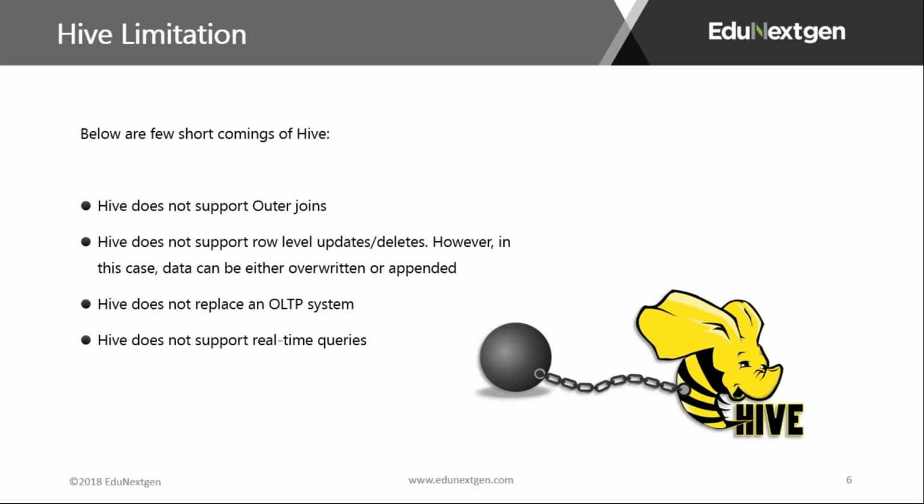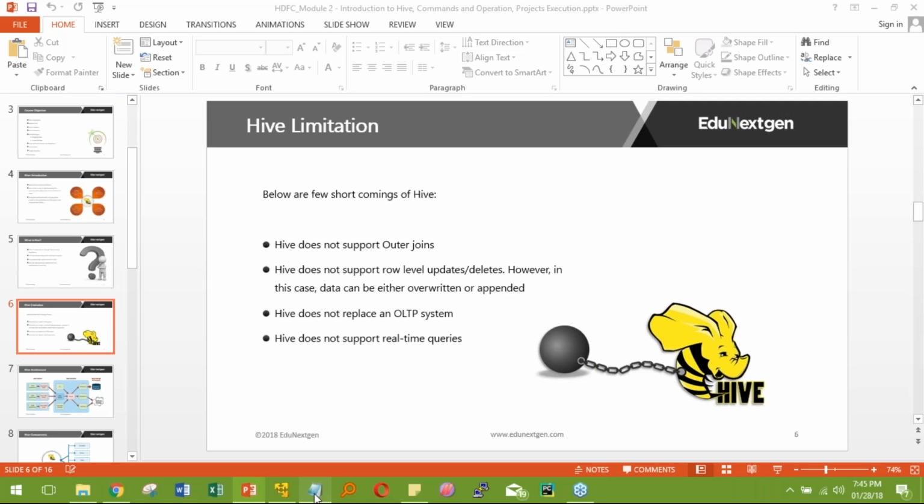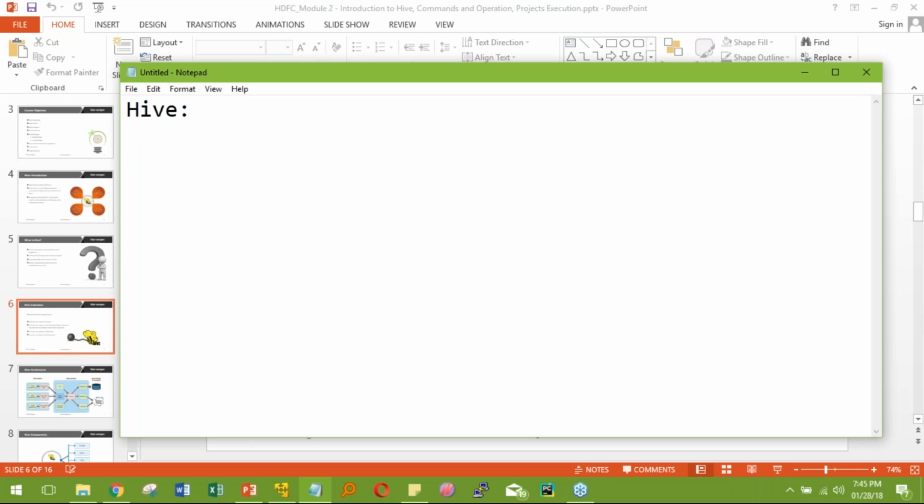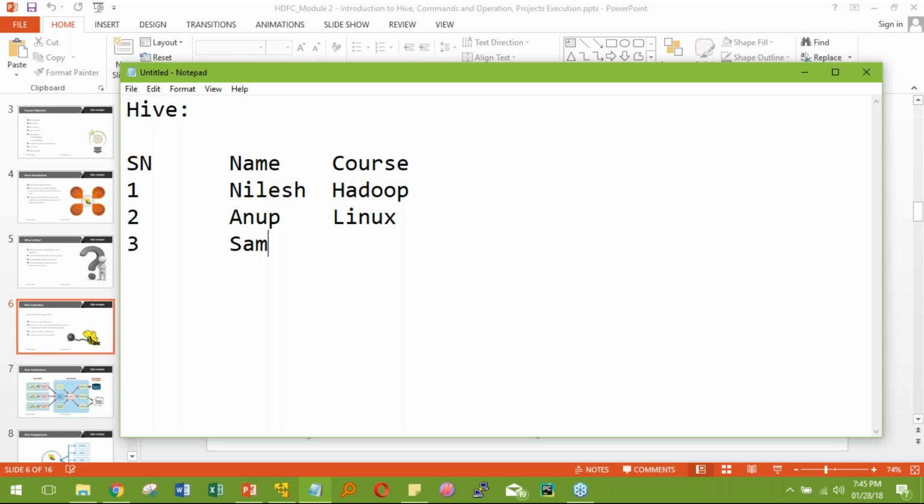Next, Hive does not support row level update and delete. However, in this case, data can be entirely overwritten or appended. Let's understand what that is. We are talking about Hive. Okay, suppose we have one data set. Let's assume serial number, then name, then course. Serial number 1, name, my name is Nilesh, and course Hadoop. Then second, we have Anup as well, and he's very comfortable with Linux. Then Samar.